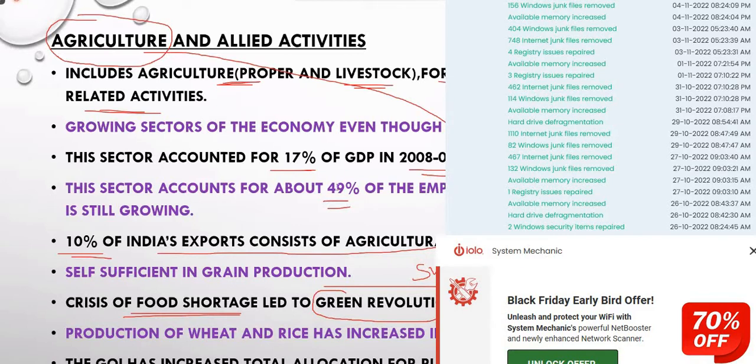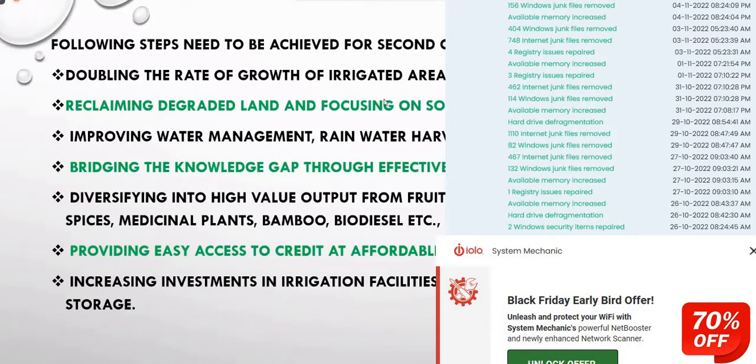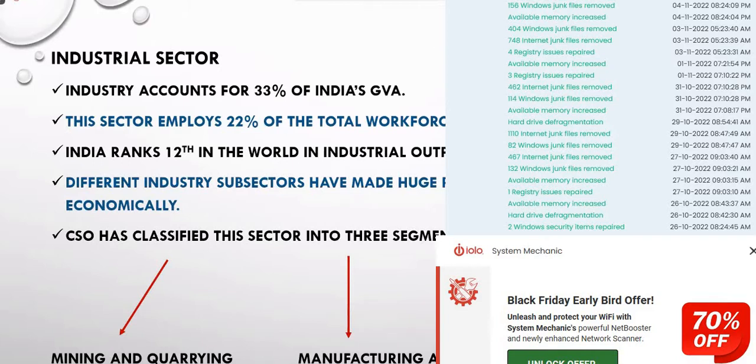Okay, so that was about the agricultural industry, and now we have another sector giving rise to the GDP, that is the industrial sector. Here, the industrial sector alone constitutes 30% of India's GVA. GVA is nothing but gross value addition. So the total value of the goods produced in the economy and the increase in the income of the people. It employs 22%. Hope you remember, in agriculture, 49% of the people are employed. In industry, 22% of the whole population is employed.